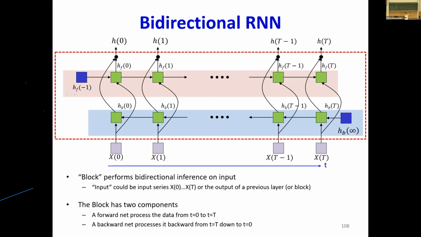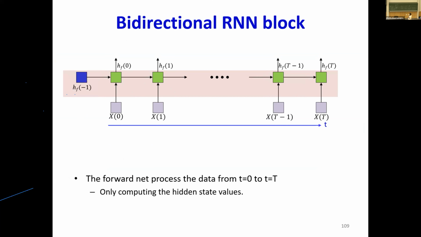But then you need two different sets of initial parameters. For the forward network, you need H_{-1}, right? For the backward network, you need whatever initial value you will use after the end of the input. That's what I'm representing as H infinity. Both of these are going to be required as your initial values to perform your computation. And so once you do this, then the actual analysis within any block is going to be very simple.